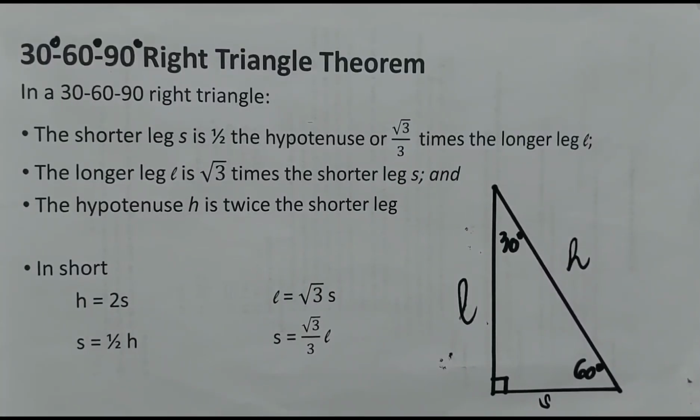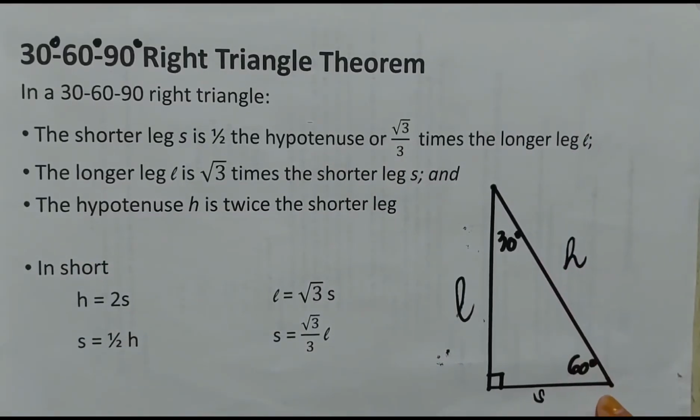Another special right triangle is the 30, 60, 90 degree right triangle. In this kind of right triangle, we have a shortcut way of finding the length of the shorter leg, longer leg, and the hypotenuse. In this given right triangle, we have 30, 60, and 90 degrees. How do we identify the shorter leg, longer leg, or the hypotenuse?